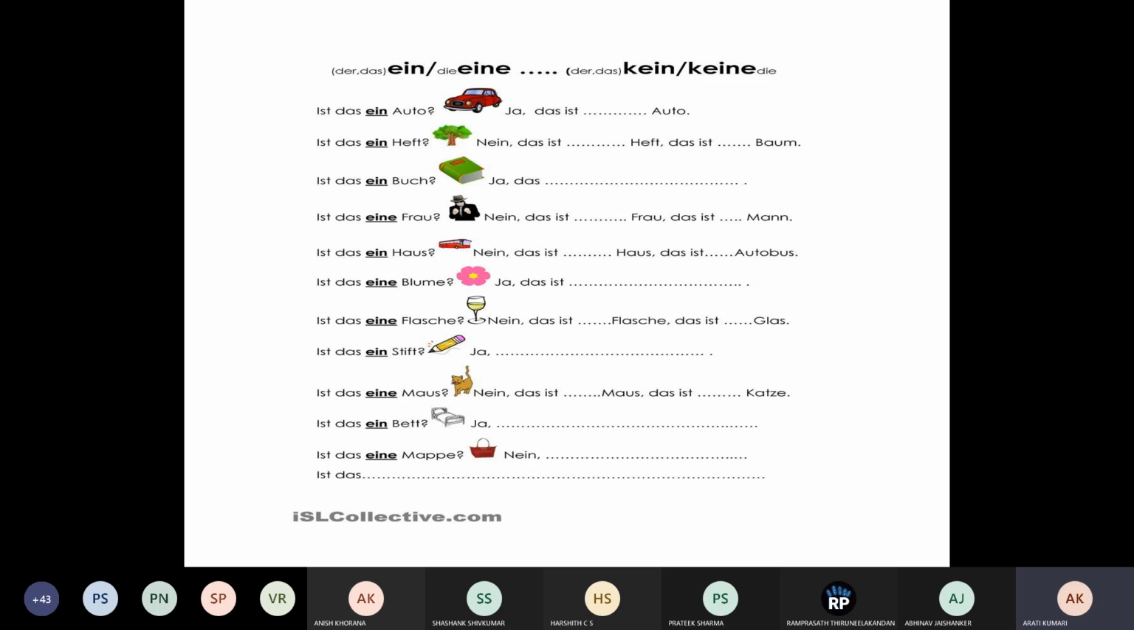Do you remember the colors that we did before? Because I'm going to ask you one question related to colors. The question is this. Welche Farbe hat die Blume? How will you answer this question? Which color the flower has? Or you can translate it as what's the color of the flower which you see here?